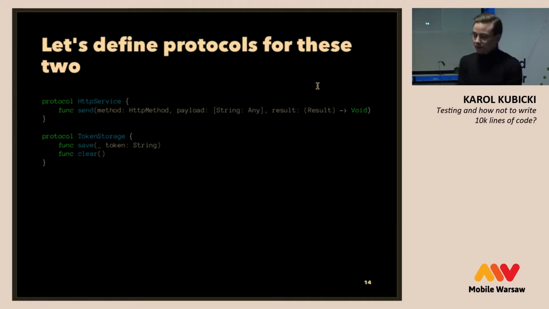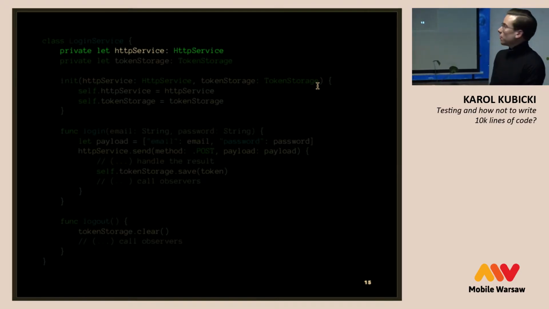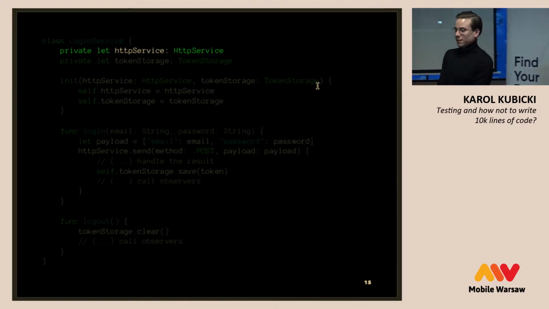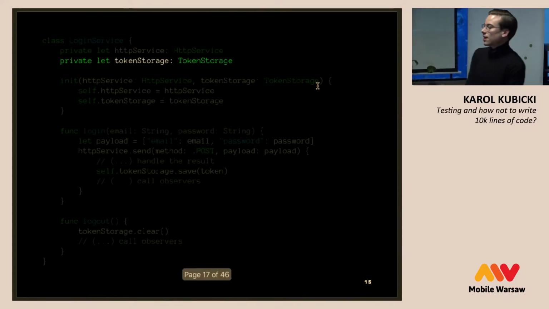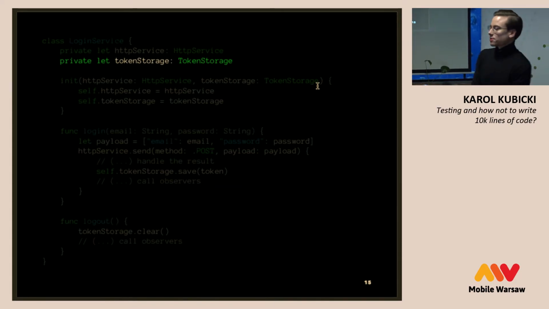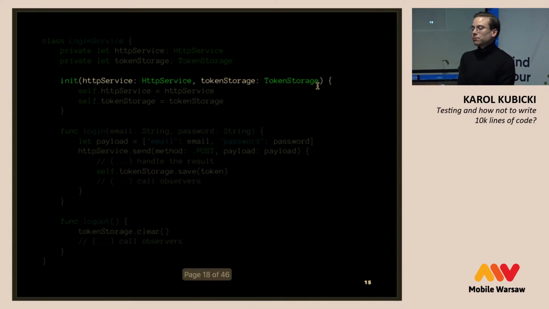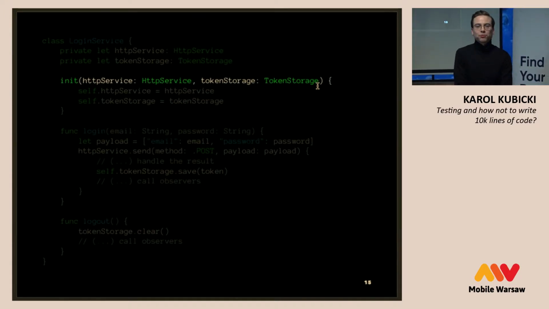It's just a void method. So now when we have these two protocols, we need to use them instead of concrete classes. So now our HTTP service will have type HTTP service instead of this concrete NSURLSession HTTP service, and token storage will be, surprise surprise, token storage instead of this concrete file system token storage. And since these are private properties, we need to create some kind of entry point for being able to inject those two, right?